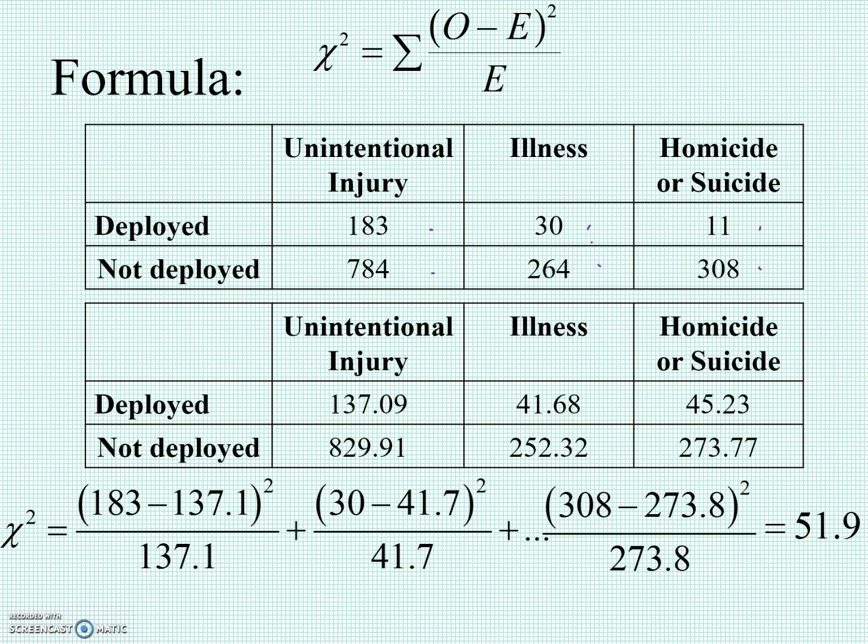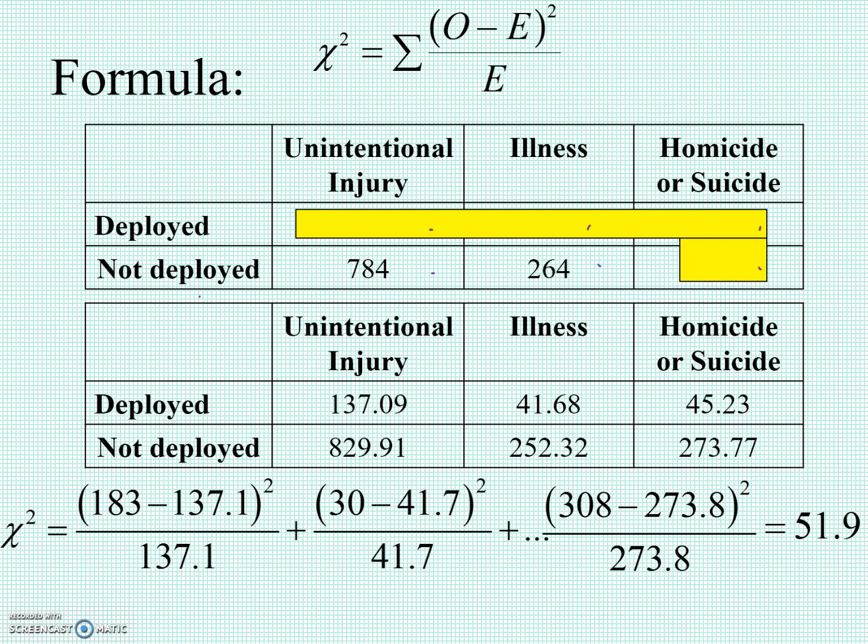To me, that seems kind of high, but that might not be, depending on my degrees of freedom. Before, our degrees of freedom was just 1 less than the total number of categories. Here it's not going to be quite the same because I have 3 different causes of death and 2 different deployment statuses, deployed versus not deployed. So we are actually going to take 1 away from each.